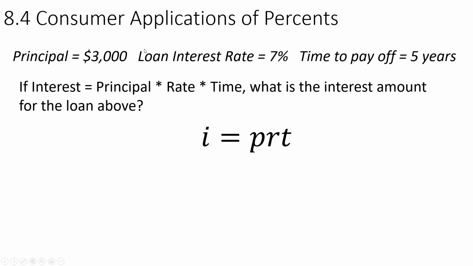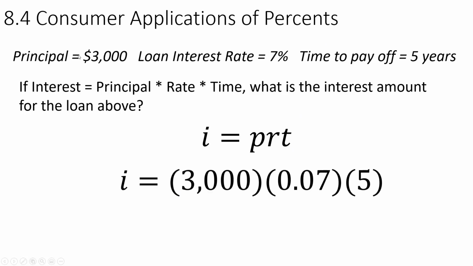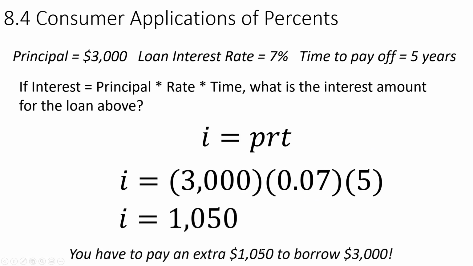Basically, they give you the information in this problem. They just tell you the principal. You plug in the numbers. The principal was 3,000. The loan interest rate was 7%. Make it into a pure decimal. And then the time to pay off. So the interest is going to be $1,050. To borrow $3,000 and pay it off in 5 years, you have to pay an extra $1,050.